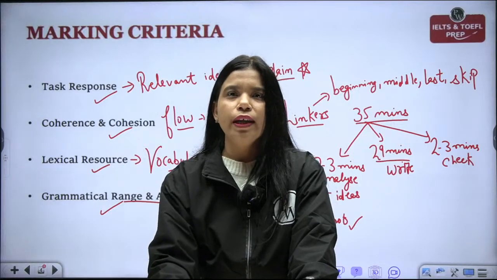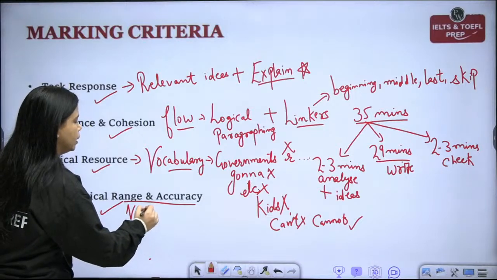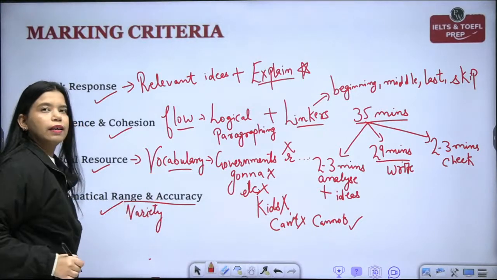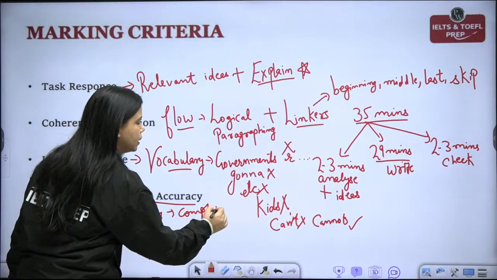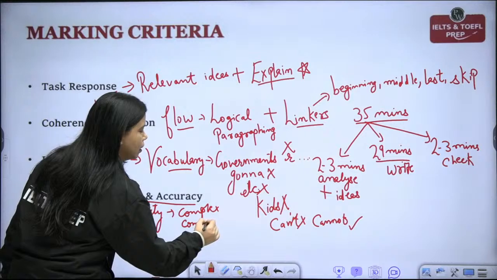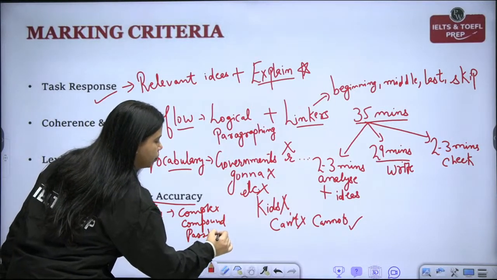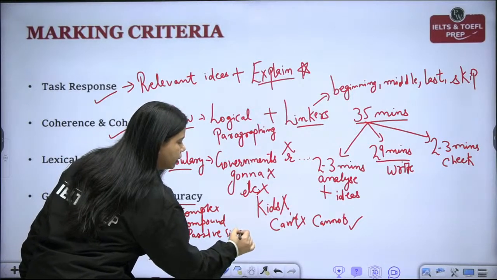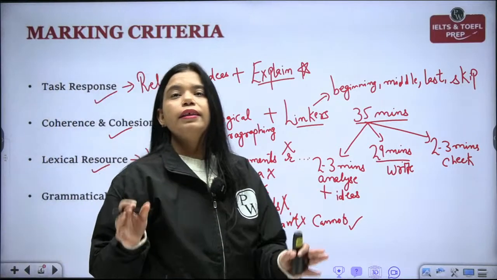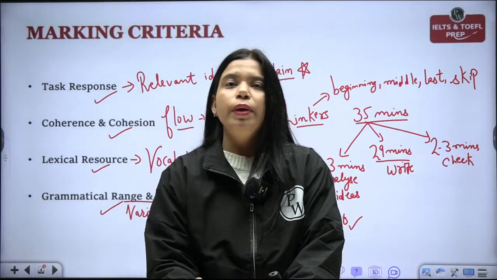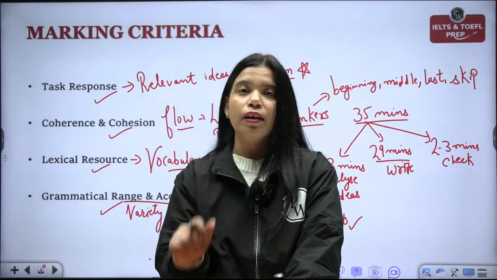But range क्या है? What exactly is range? Range means examiners को variety of sentences दे दो and they will be happy. कैसी variety? You need to use complex sentences, compound sentences, passive structures, and simple sentences also. There are some other structures also that we'll talk about in the coming classes, but these four structures are the bare minimum that should be there in your writing module, in your essays. That is about the marking criteria.